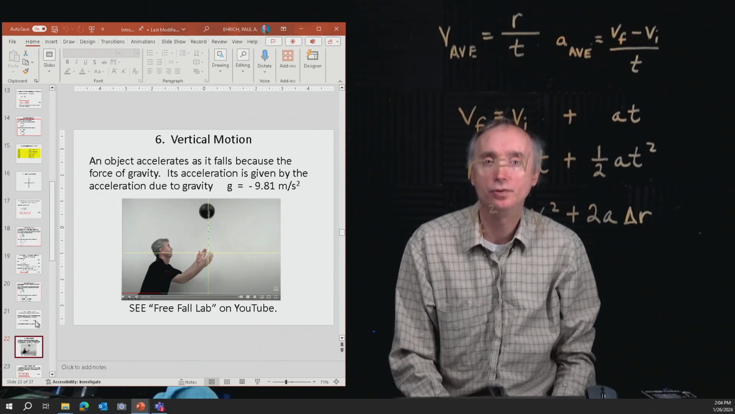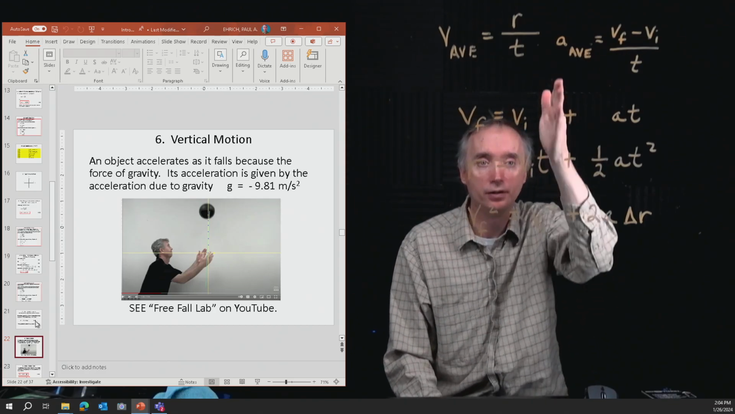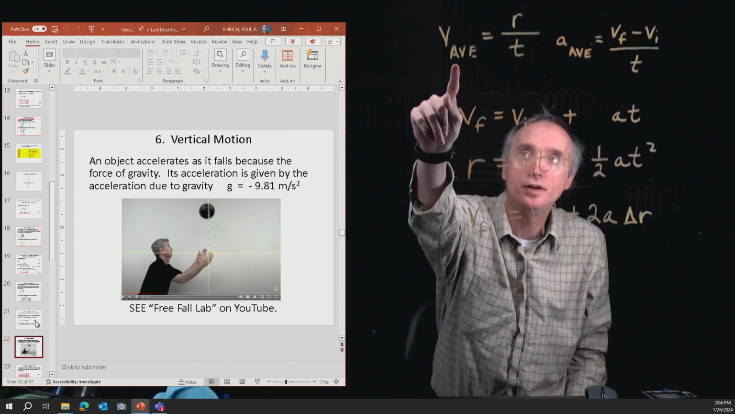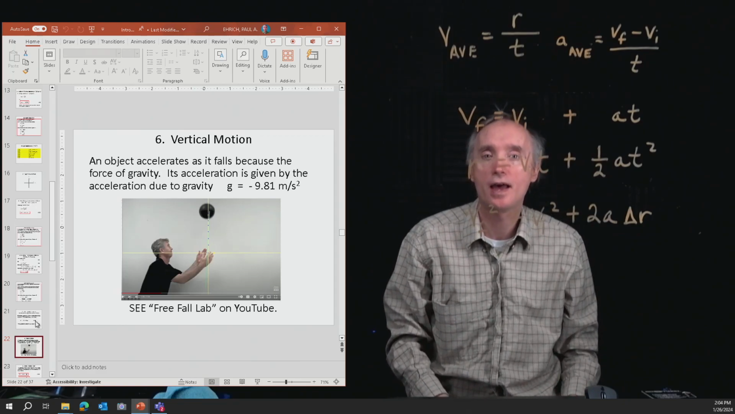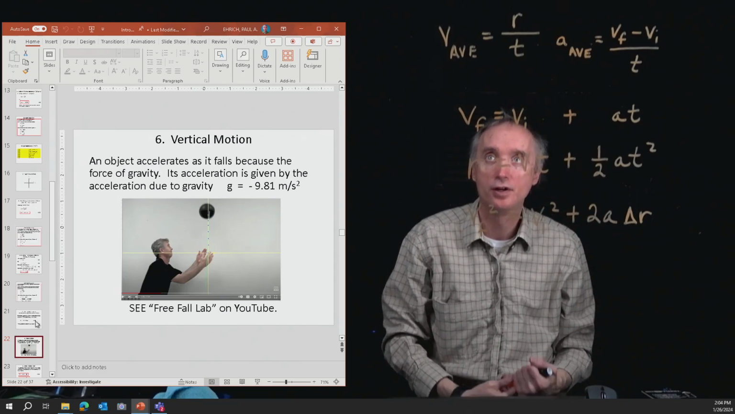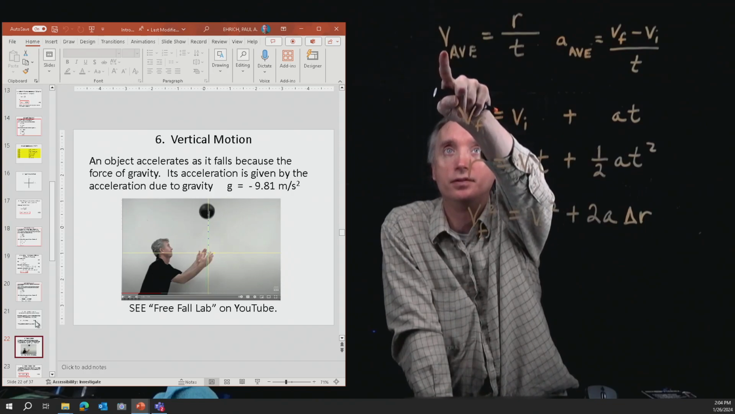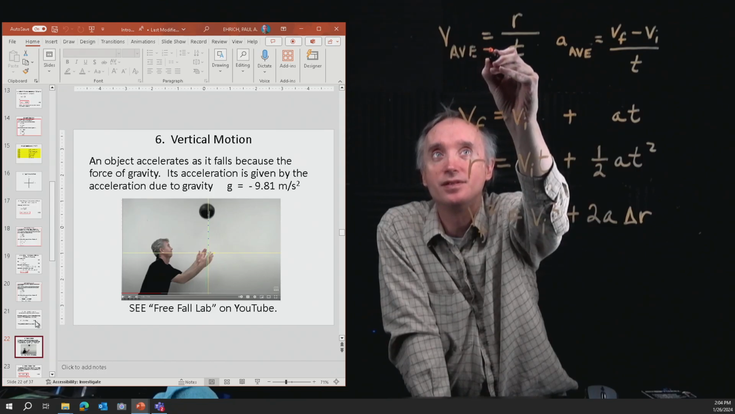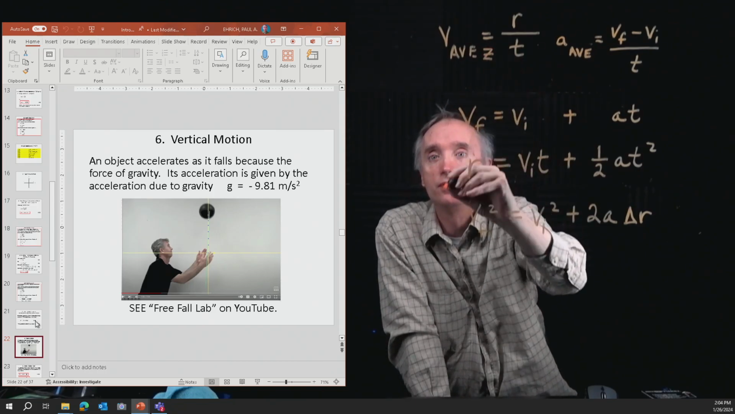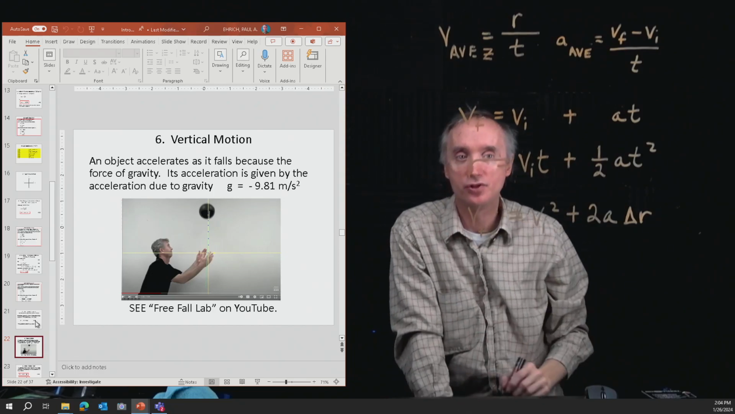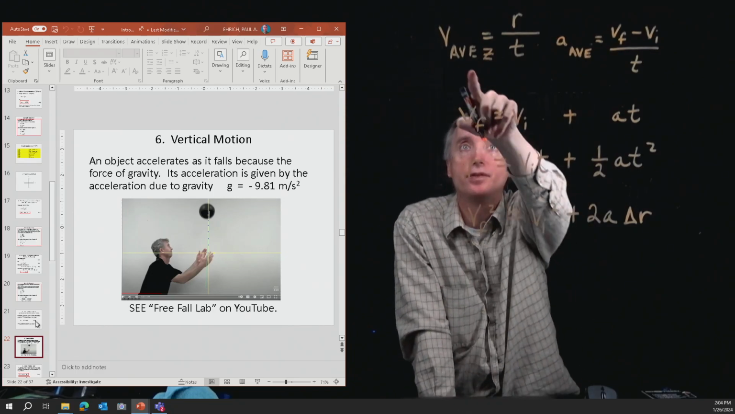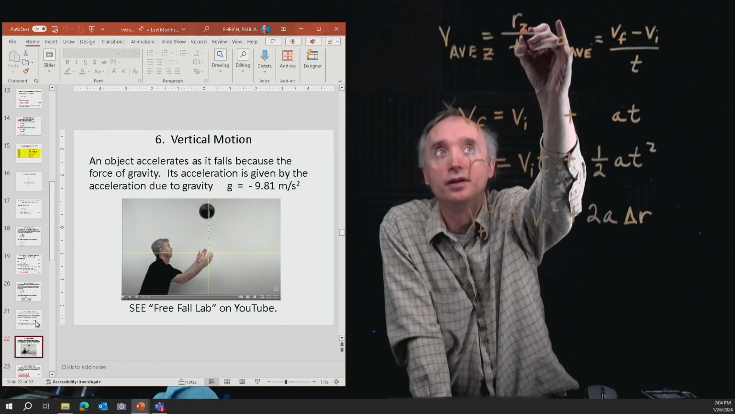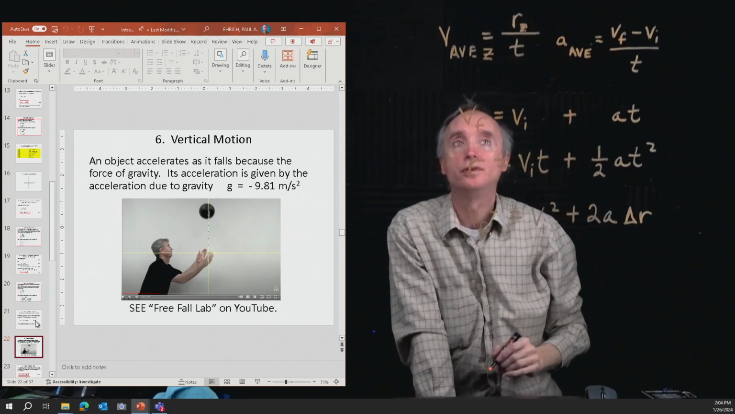So what do we do if we are going up and down? Well, we're still going to have this equation here, only we might want to add a subscript to it. So we could say the average velocity in the, let's say, z direction. So z is normally up and down in geometry. So this would be the velocity in the z direction would be the distance in the z direction divided by time.